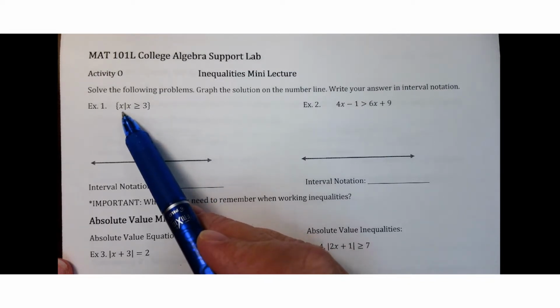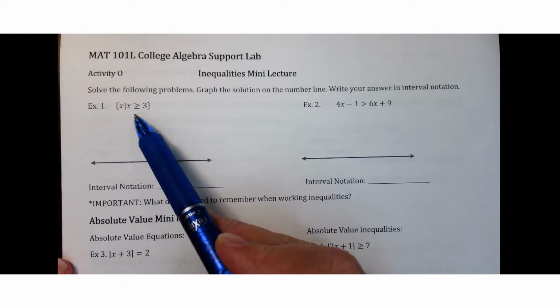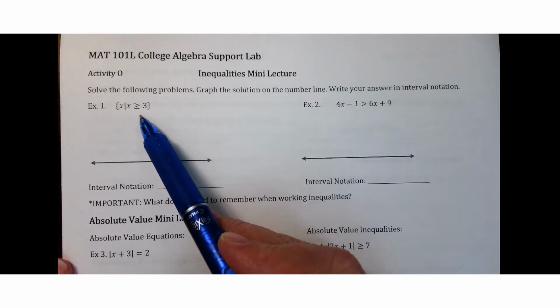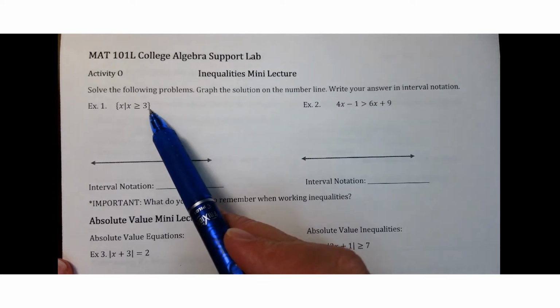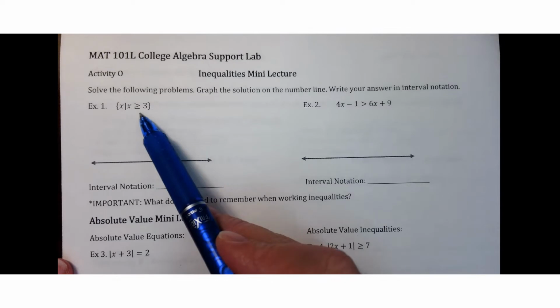And so this line means such that. And this is basically representing all the numbers that are greater than 3 or equal to 3. So 3 will actually be included in this set because of the equal to.